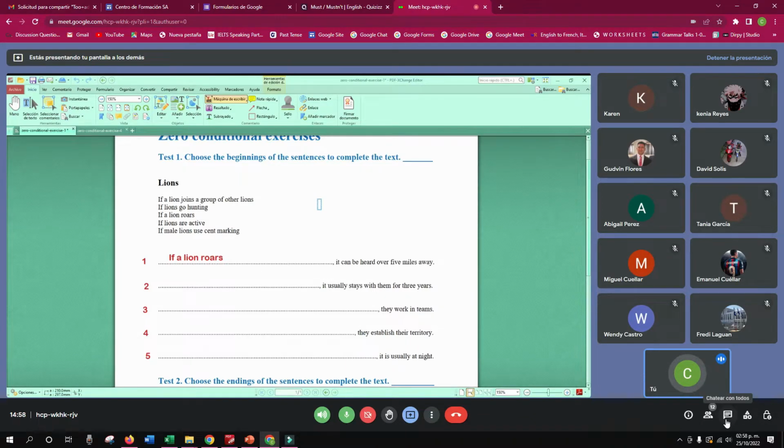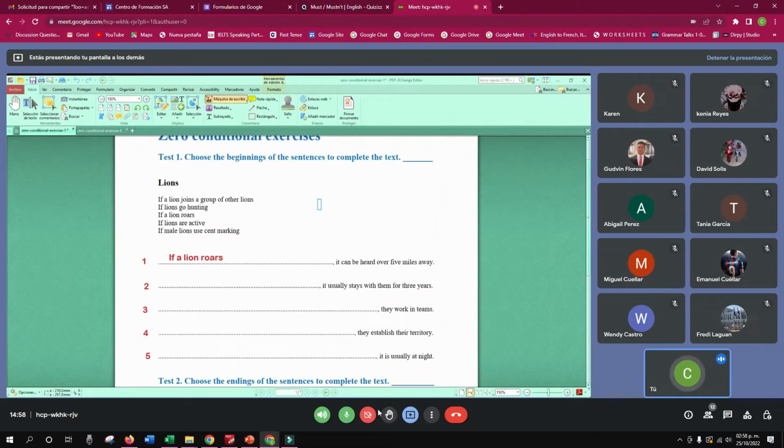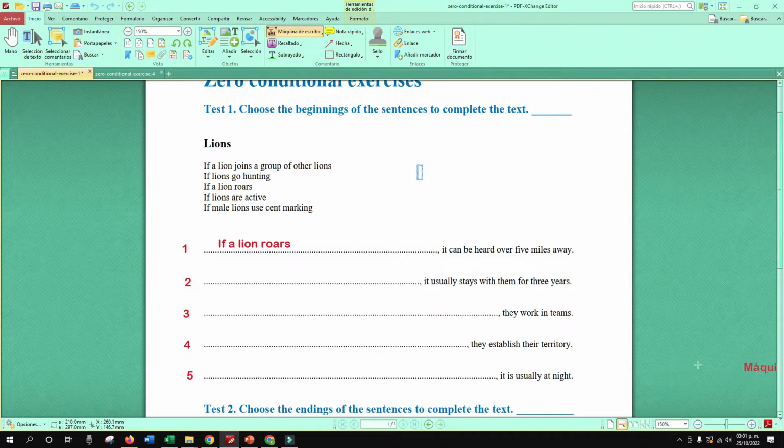Think about the answer, right? Then help me and we're going to check the answers together. 1 or 2 minutes, right? So, work. Elija la mejor if clause para cada una de esas oraciones, ¿verdad? You have 2 minutes. 2 minutos, chicos. Work. Okay, guys. Let's try to answer these sentences, right?